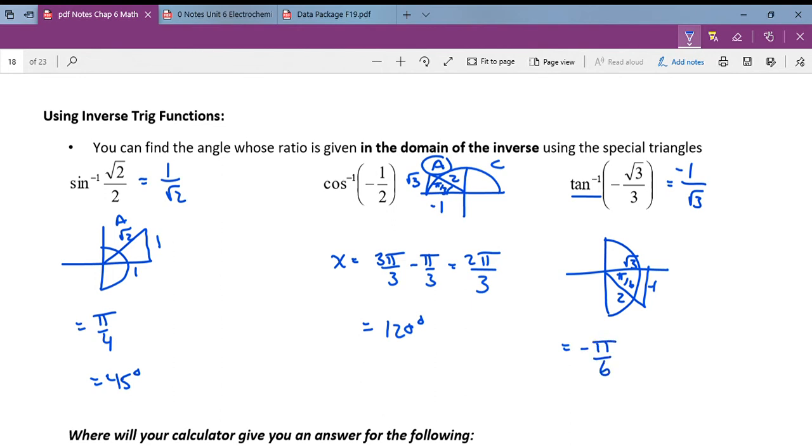So we're not going to read it as a 0 to 360. We are going to be reading it as your calculator would. So it's negative pi by 6 or negative 30 degrees.